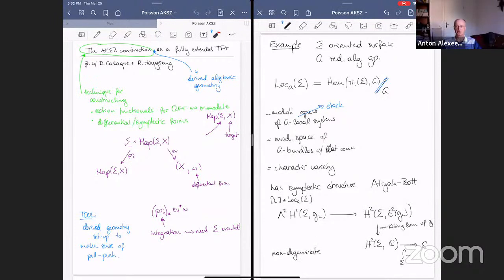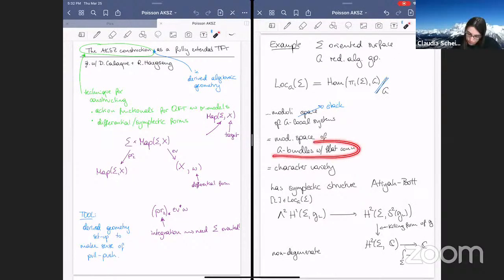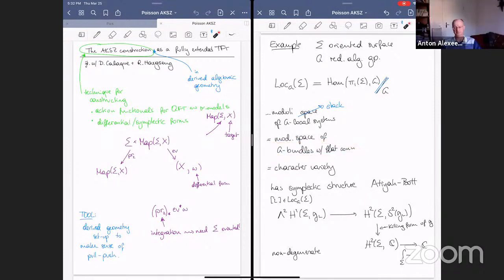There is a question on the chat asking whether it's related to moduli of flat connections. Yes, here. It's the moduli space of G bundles with flat connection. Does that answer your question? Yeah, okay. Well, I guess it should answer the question. But of course, Nima, if you want to voice it. Yeah, great. Okay. Good. All right.